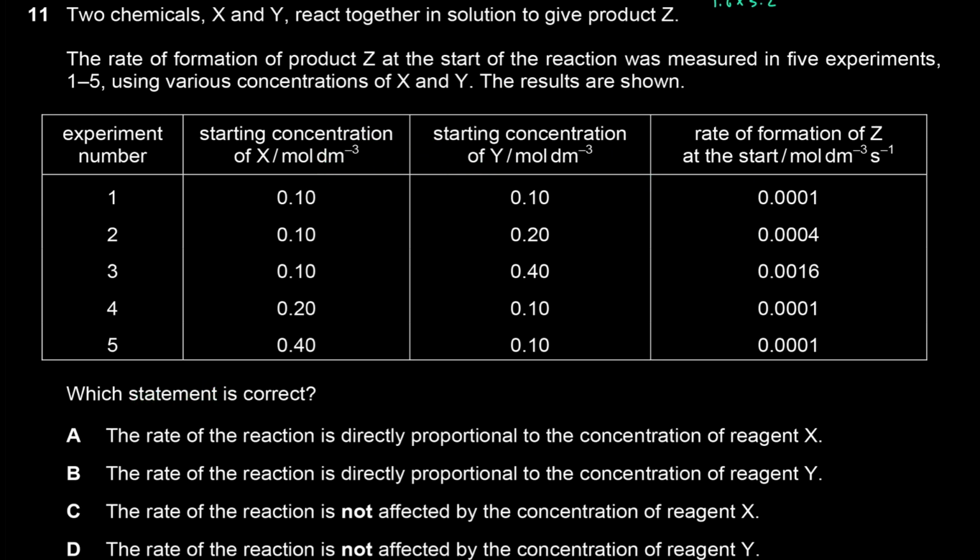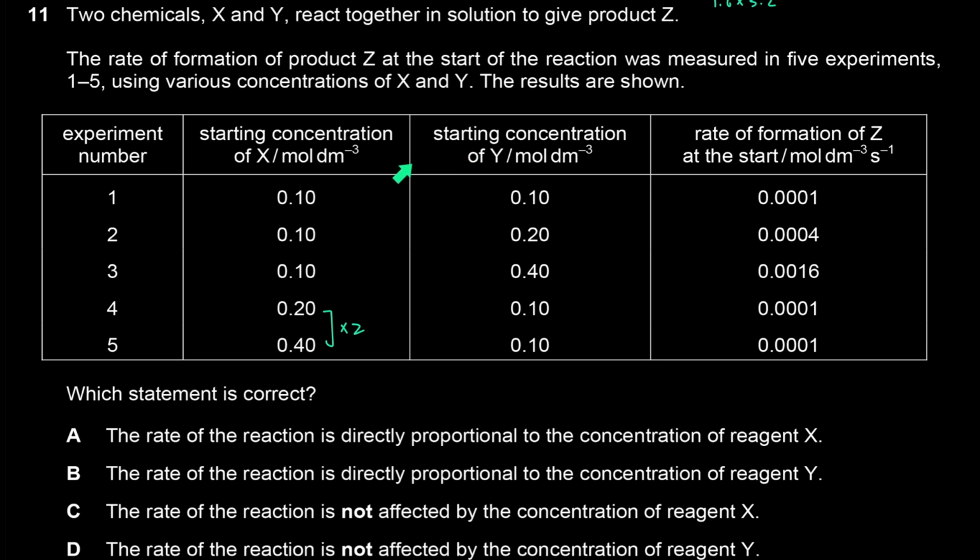Which statement is correct? The rate of the reaction is directly proportional to the concentration of reagent X. So first of all, we need to look at an experiment where the concentration of reagent X is changing, right? Now, if you compare experiments 3 and 4, we're changing X and Y, so we can't really say anything about that. What about 4 and 5? Between experiments 4 and 5, you're doubling the concentration of X, whereas Y remains the same. They both affect the rate, right? X affects the rate as well as Y.